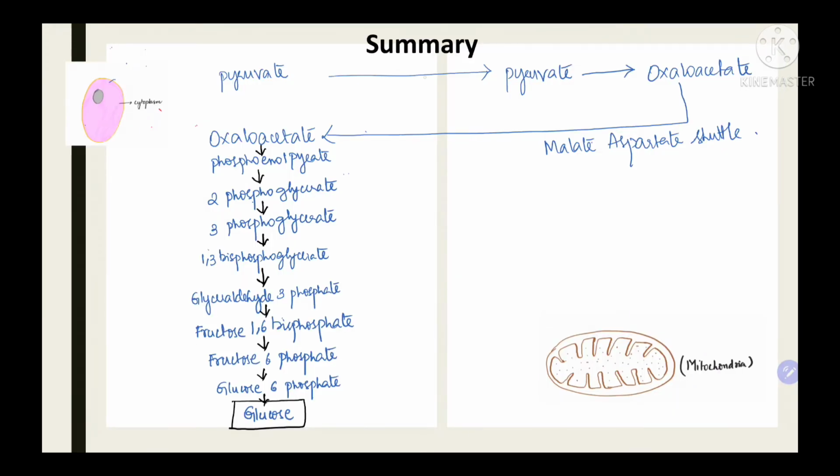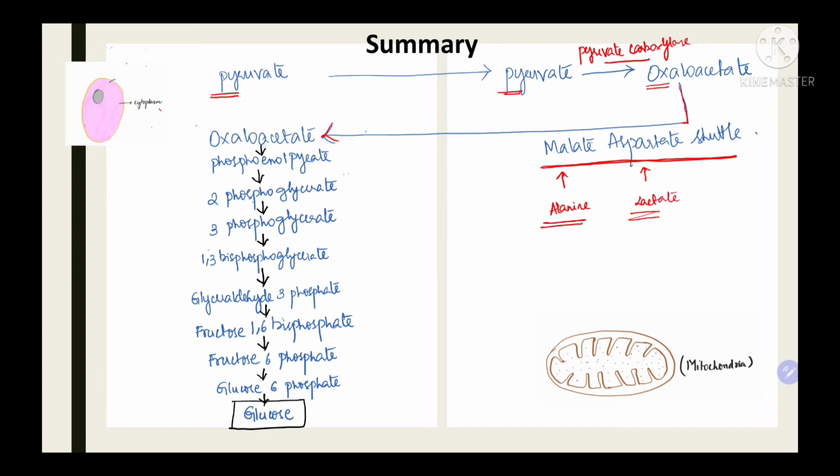So coming to the summary of gluconeogenesis, the pyruvate that is formed inside the cytoplasm reaches the mitochondria, where it gets converted into oxaloacetate by a carboxylation reaction in the presence of the enzyme pyruvate carboxylase. This is the first key gluconeogenic enzyme, and now this oxaloacetate gets transported to the cytoplasm through the malate aspartate shuttle. One important point to note is, when alanine is a substrate, the malate shuttle predominates, whereas when lactate is the substrate, the aspartate shuttle predominates.